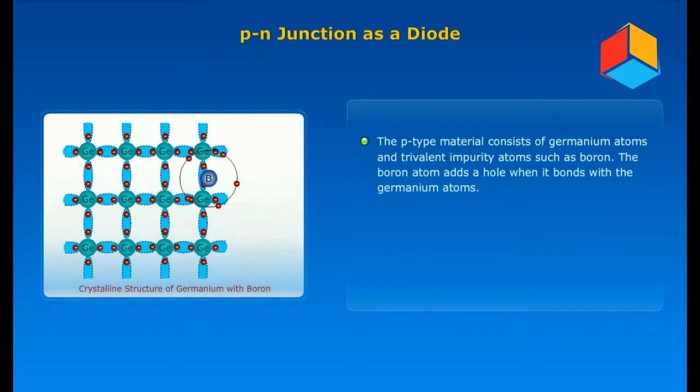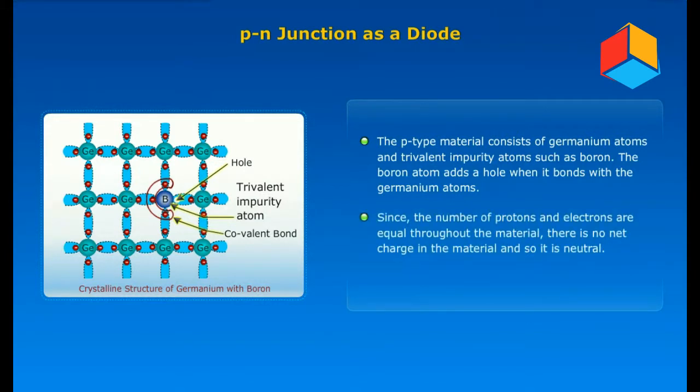The P-type material consists of germanium atoms and trivalent impurity atoms such as boron. The boron atom adds a hole when it bonds with the germanium atoms. Since the number of protons and electrons are equal throughout the material, there is no net charge in the material and so it is neutral.